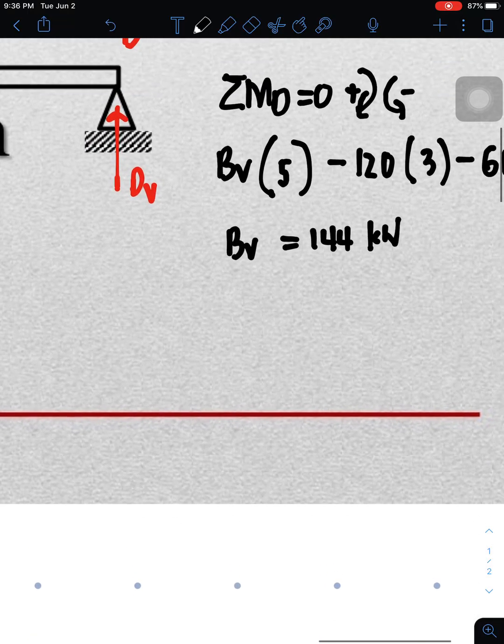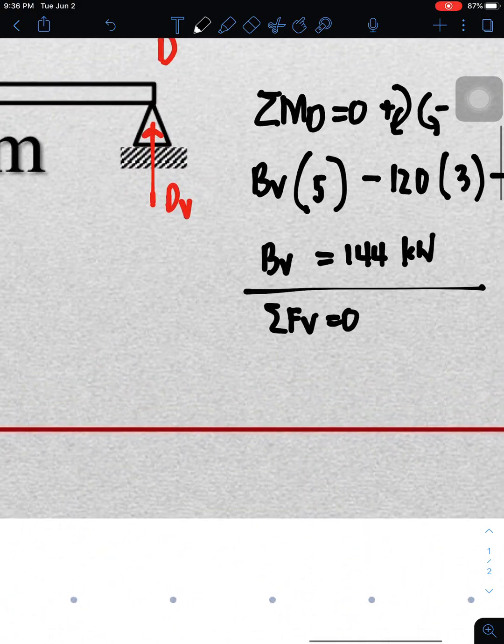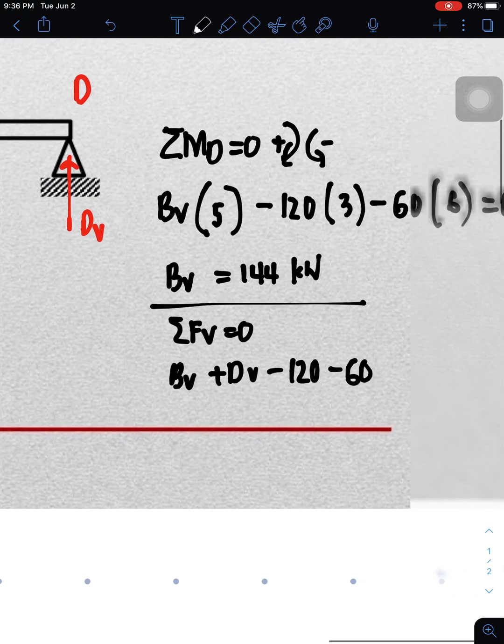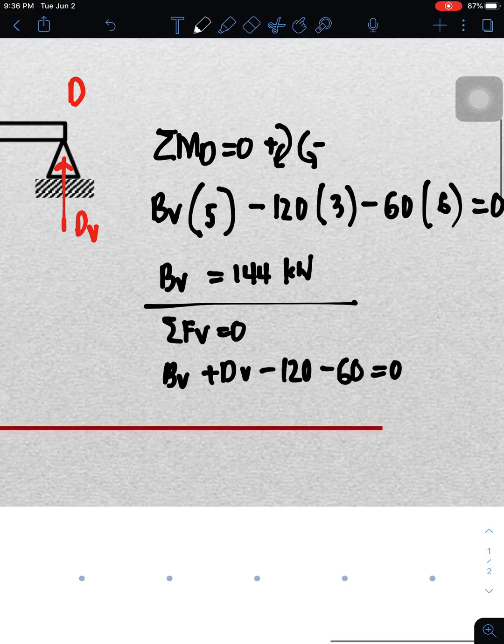And then solving for DV, summation of forces vertical equal to 0, you will have BV plus DV minus 120, then minus 60 equal to 0. So DV now is 180 minus 144. So DV is 36. Yes, it's 36.